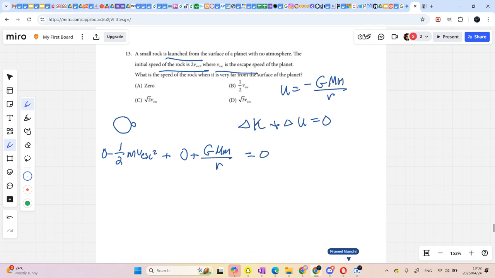So we can derive an expression for the escape velocity in terms of the mass of the planet and the radius of the planet. So keep in mind that r in this case is the radius of the planet because we're assuming we're starting from the surface. So r in this case is the radius of the planet.